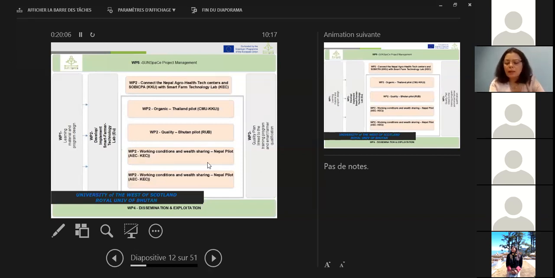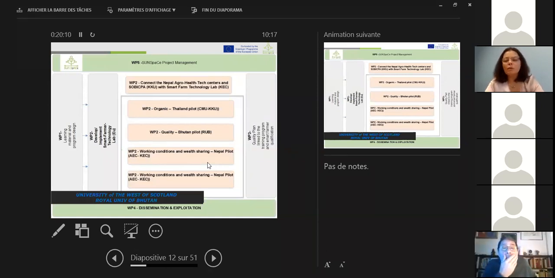And in SpACe, we are caring about the quality of our teaching and learning process. And this is what we are setting up in work package 3, led by the ULL University. And work package 4 and 5 are focused on dissemination and project management.